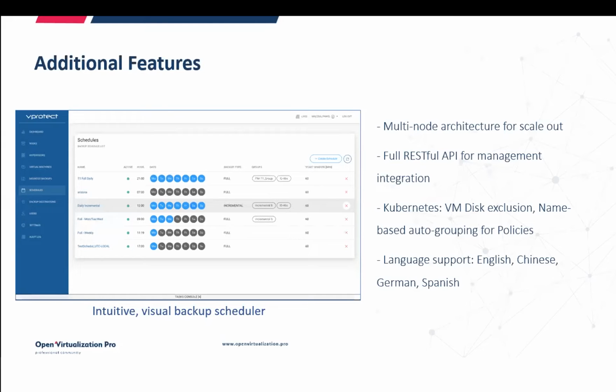For non-English speaking accounts, the vProtect UI is also available in Chinese, German, and Spanish. So if that's something that will make your life easier, we can simply change that setting on vProtect to update the UI to that particular language.